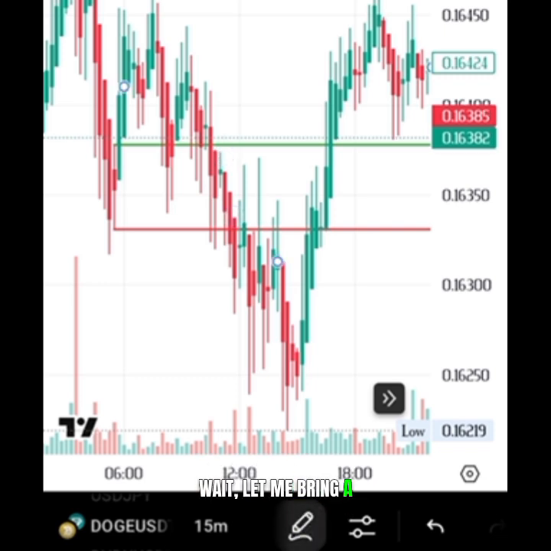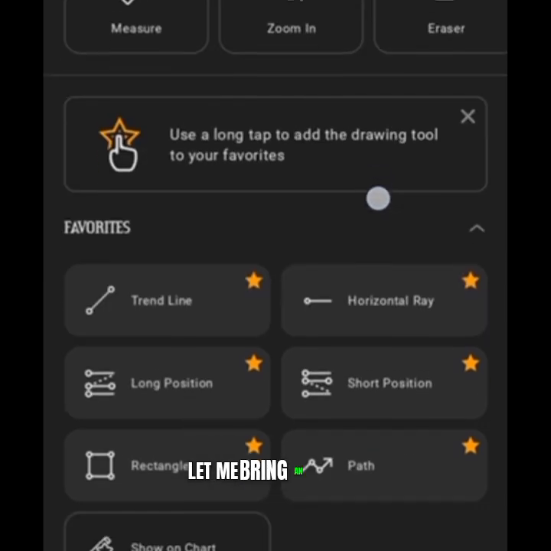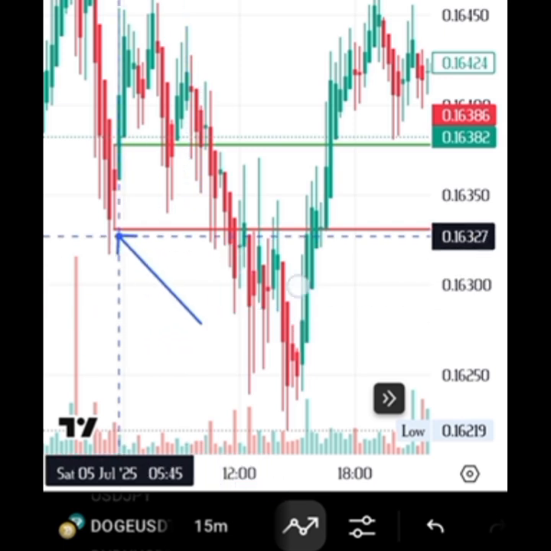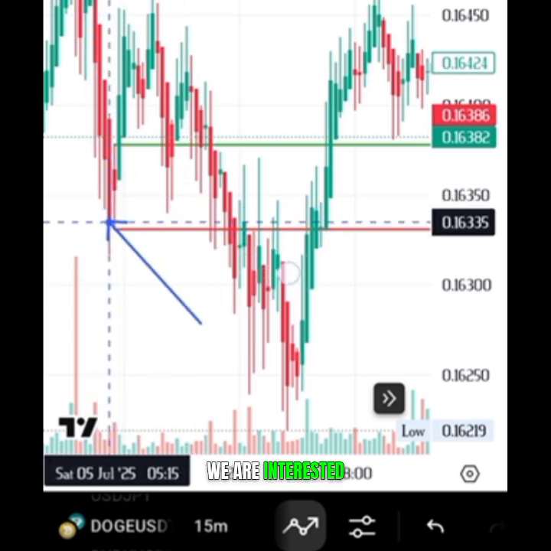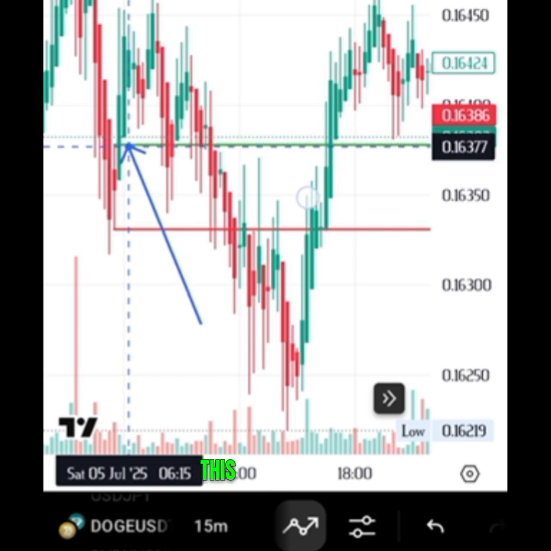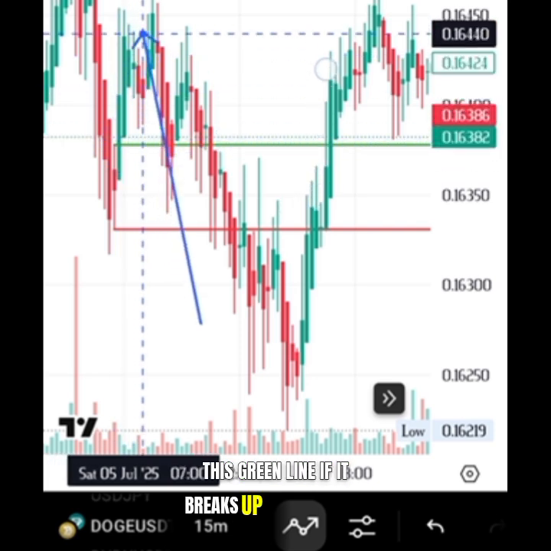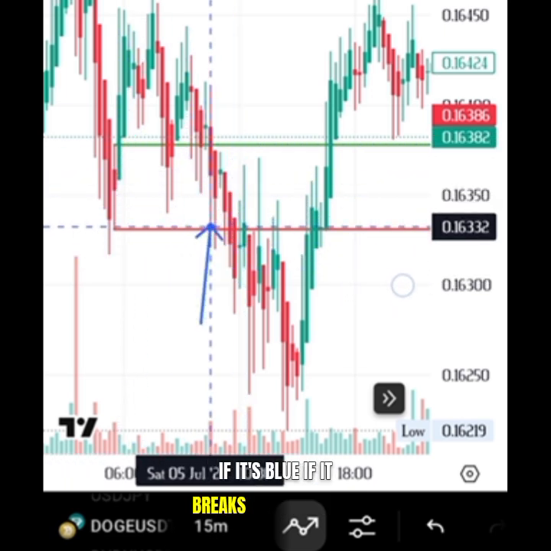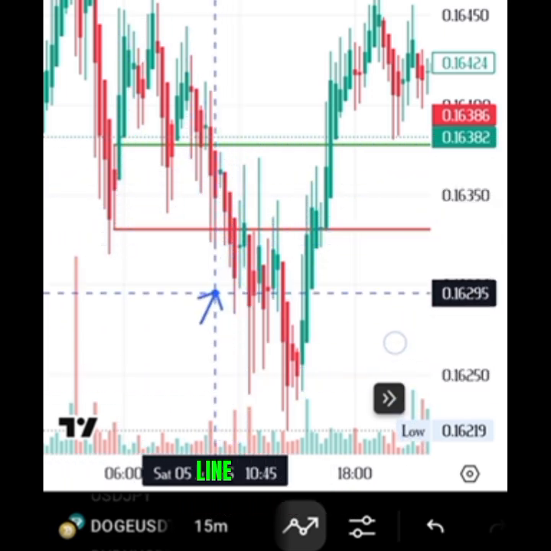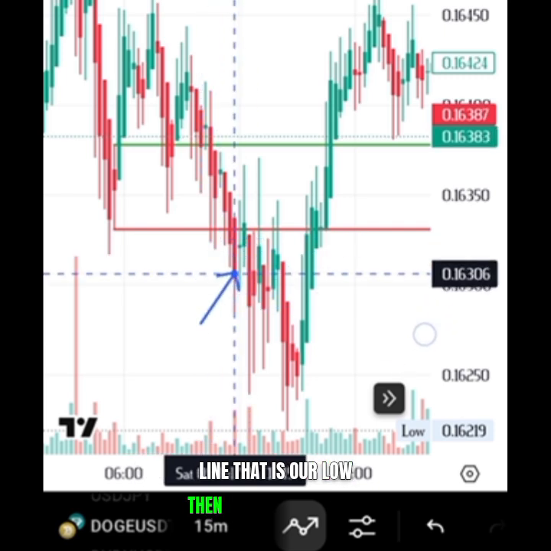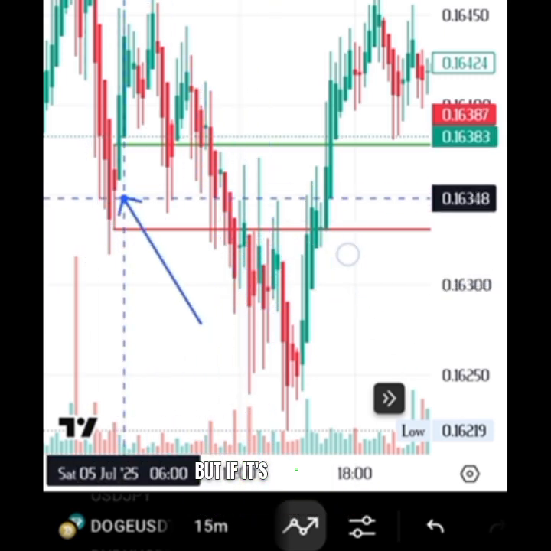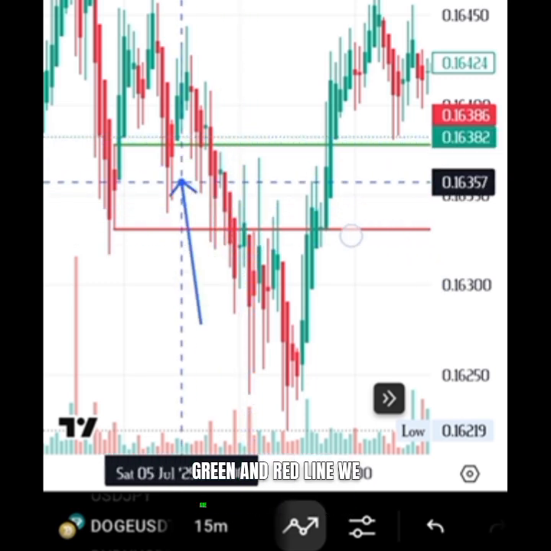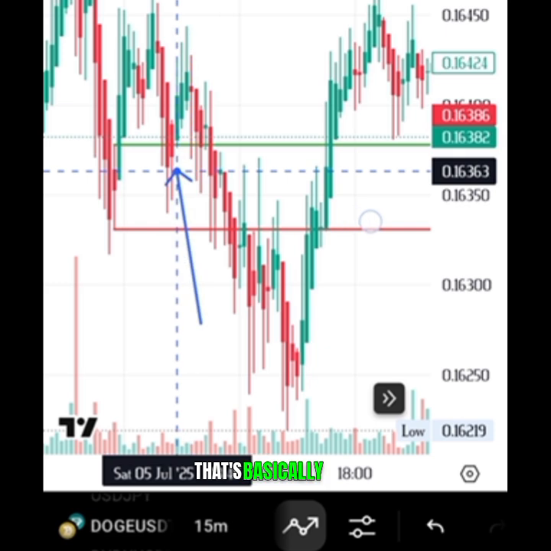Let me bring an arrow so you can see me clearly. We are interested in whether it breaks this green line. If it breaks above the green line, then we're interested in the trade. If it breaks below the red line, that's our low, then we are interested. But if it's within this box, between the green and the red line, we are not yet interested. That's basically how this works.